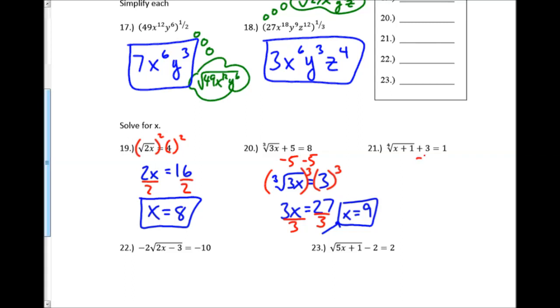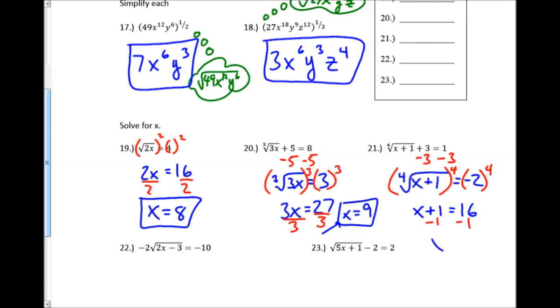For this one, I'm going to subtract the 3 from each side. Again, I isolate the radical first. I've got to get that root by itself before I can undo it. So negative 2. And now to undo the 4th root, I raise each side to the 4th power. Again, we undo roots with exponents. So that's an x plus 1 equals negative 2 to the 4th power, which is a positive 16. And now I subtract the 1 from each side, and I find out that x equals 15.